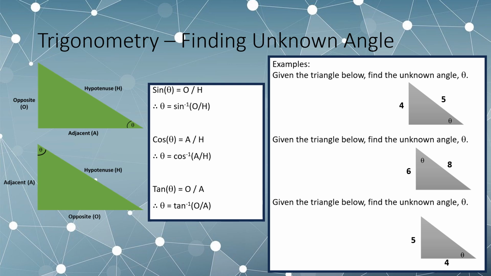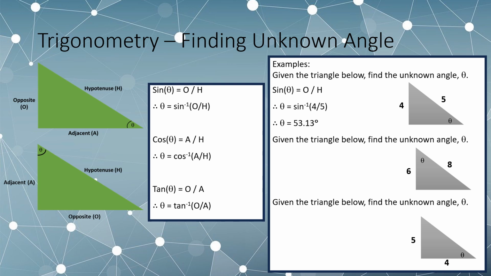Regardless, for this example, we will use sine because we have our opposite and our hypotenuse. So sine of our angle is equal to opposite over hypotenuse from our initial formula. Therefore, theta, or our angle, will be equal to sine to the -1 of 4 over 5. So plugging that number into your calculator. Now, most calculators will require a shift or second key to be pressed so that you can click sine to the -1. Gives us theta is equal to 53.13 degrees.